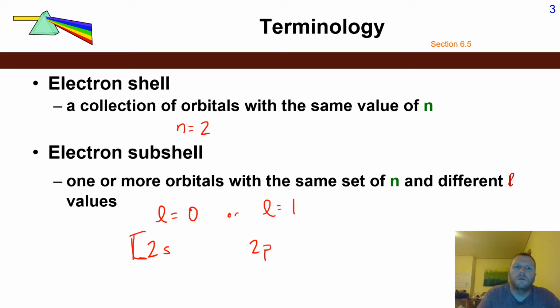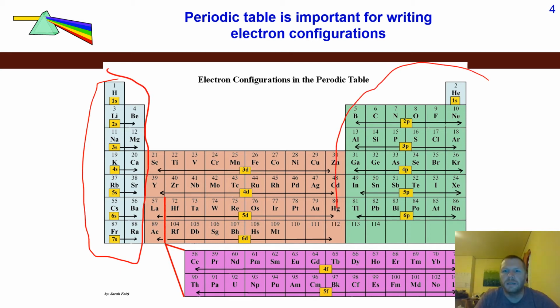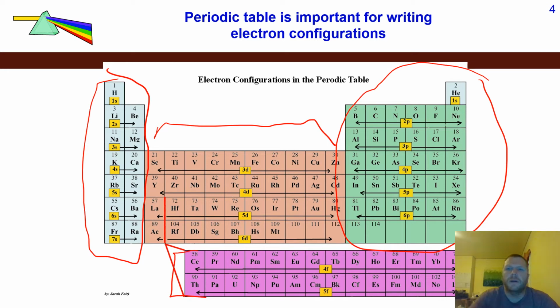Now, when looking at the periodic table and writing electron configurations, this is a very good way to approach things, and a very helpful way to organize your thinking. We've got our S block over here on the left-hand side, our P block on the right-hand side, the D block in the middle, and the F block down on the bottom. I think it's most helpful to just jump right into some examples.